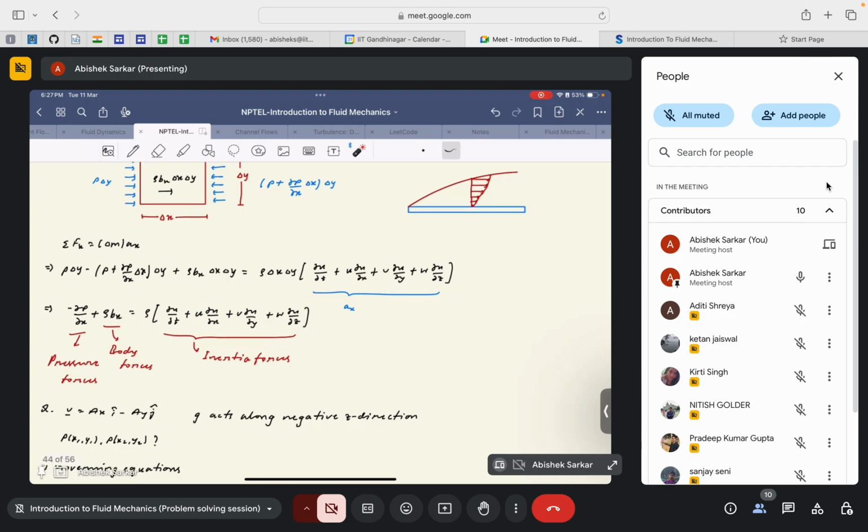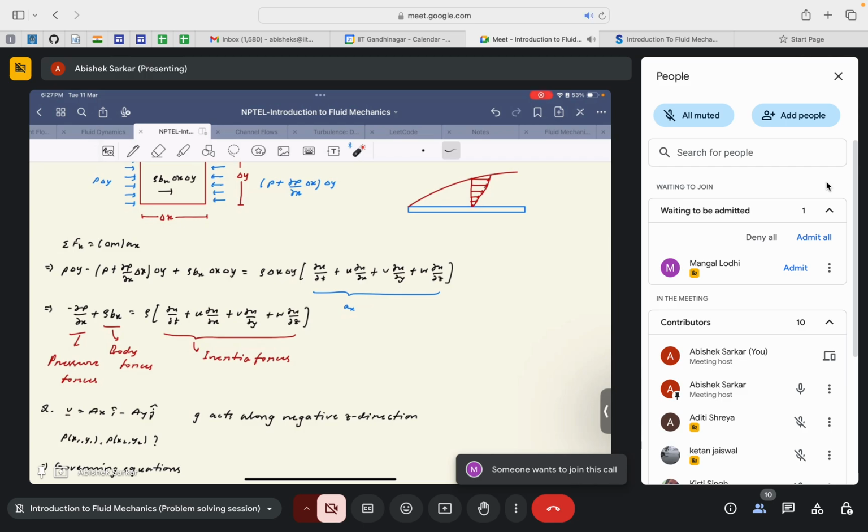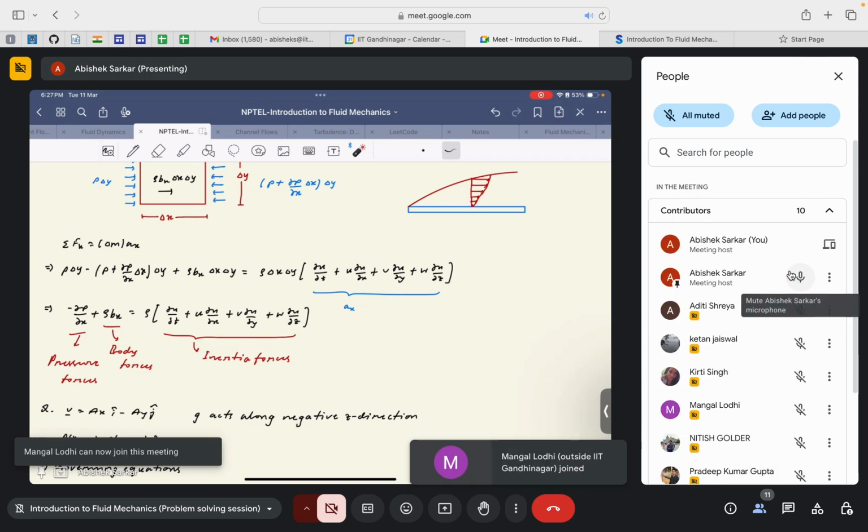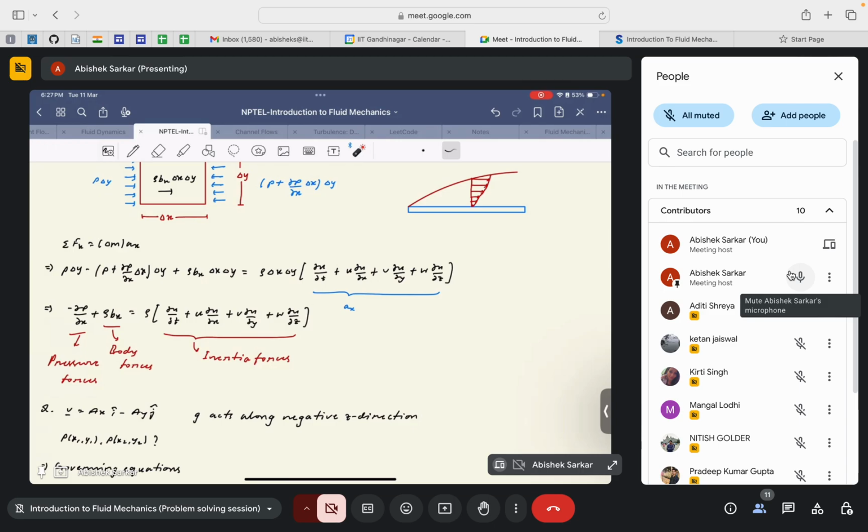There are specific names given to each of the terms here. The first term, dou p by dou x, is the pressure force that acts on the fluid element. Then there are the body forces. The pressure forces are the surface forces that we discussed previously, the two types of forces that act on the fluid element, and the body forces are given by the term rho bx. The term on the right hand side is the inertia term, because it contains the rate of change of velocity, or the acceleration term.